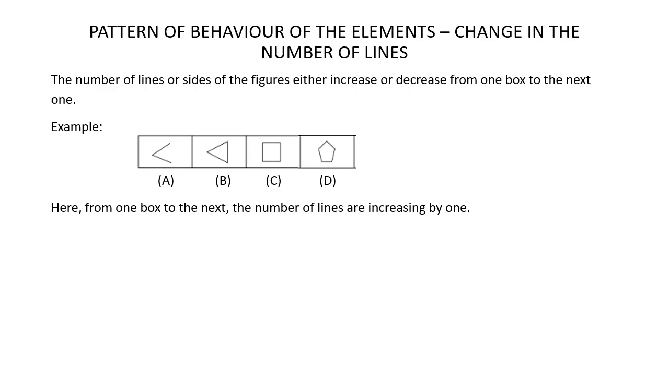Let's now learn about the change in the number of lines, another pattern of behavior of the elements. Here the number of lines or sides of the figures either increase or decrease from one box to the next one. Look at this example. Here from one box to the next, the number of lines are increasing by 1.